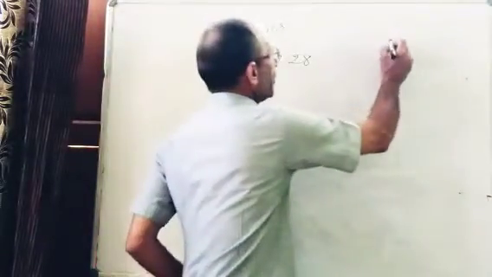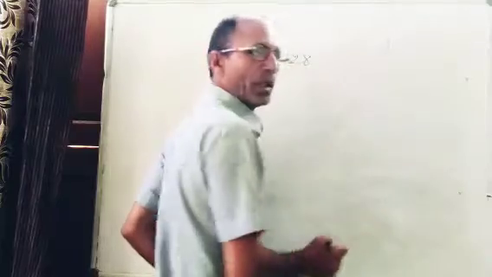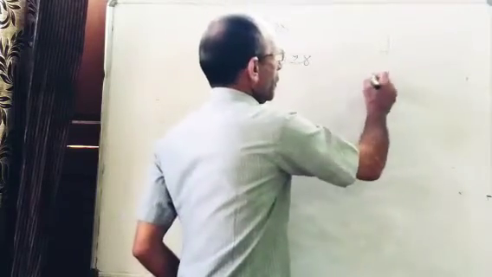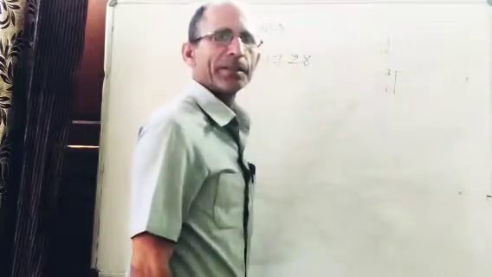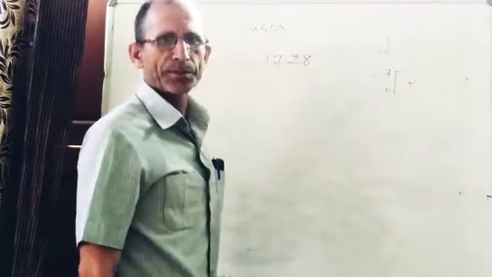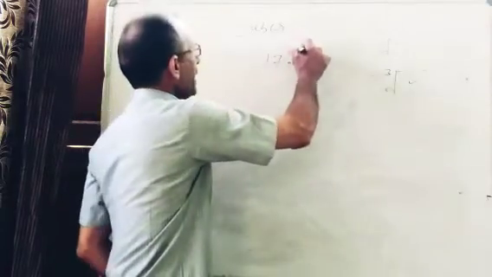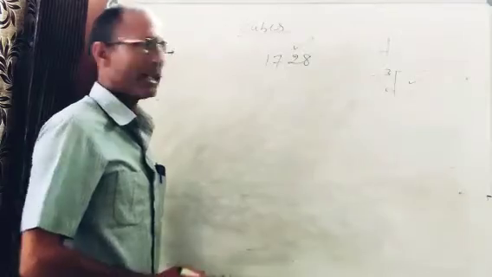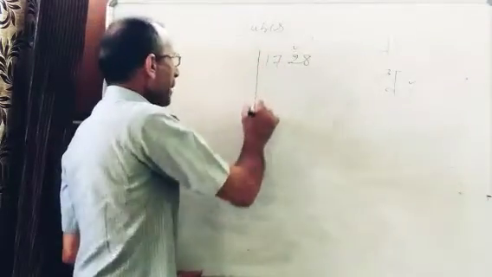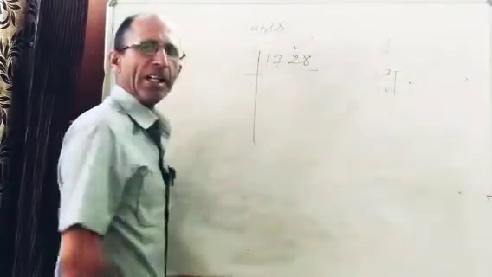Like the square root symbol stands for square root, to find cube roots we raise the power 3. This symbol stands for cube root. Now 1728. So make prime factors.